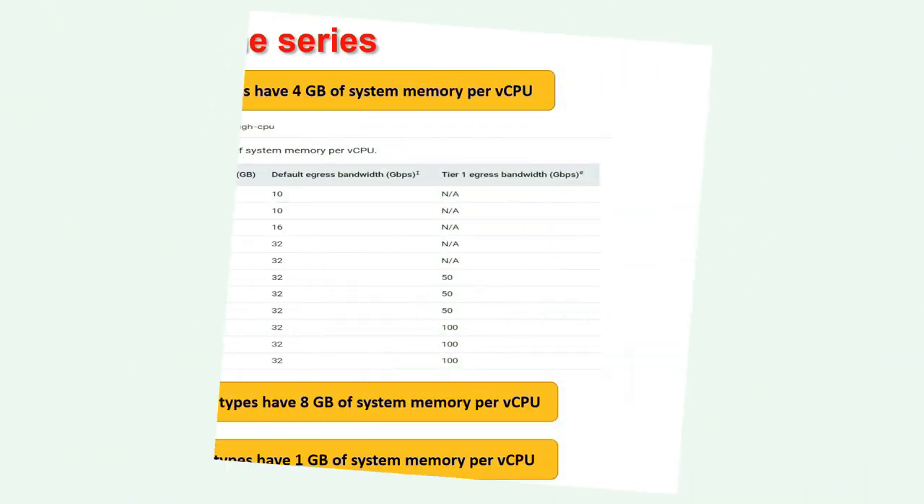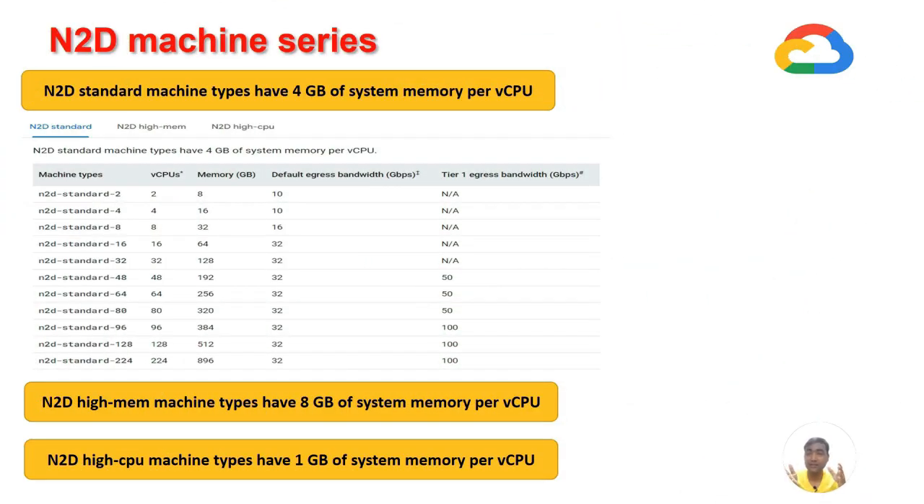Guys, similarly, for the N2D machine series, N2D standard machine types have 4 GB of system memory per vCPU, N2D high memory machine types have 8 GB of system memory per vCPU, and N2D high CPU machine types have 1 GB of system memory per vCPU. What I have mentioned here, guys, will help you select the best VM option as per the customer requirement. Guys, I hope now you understand it.